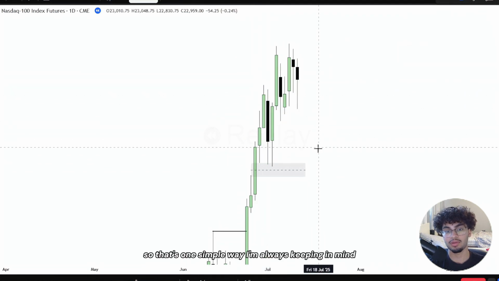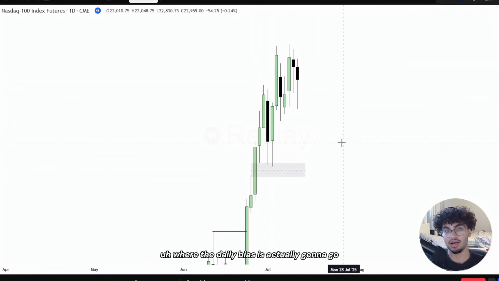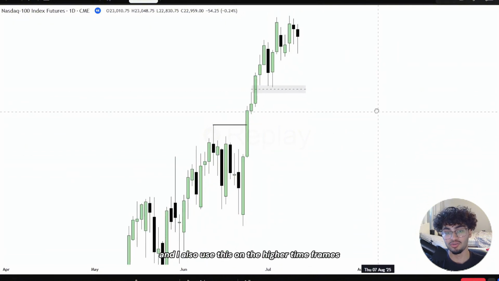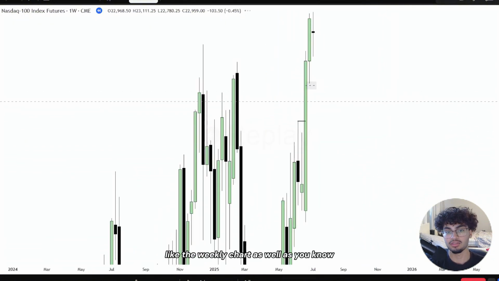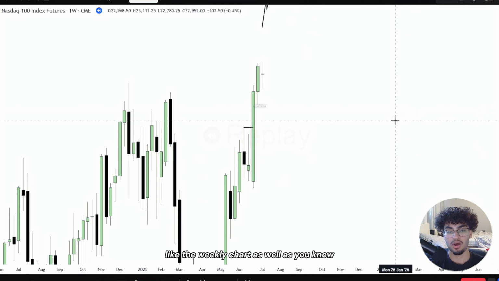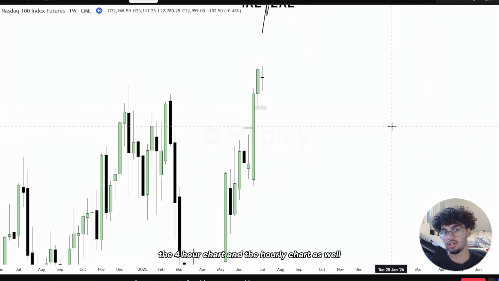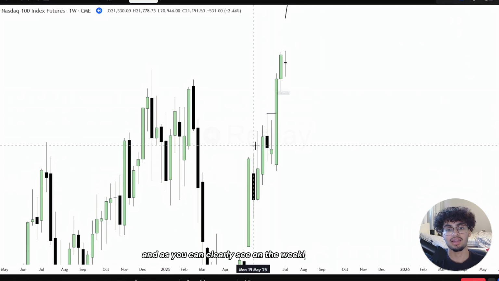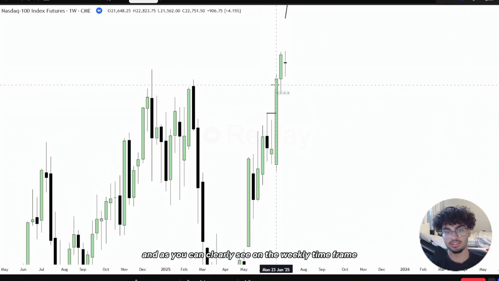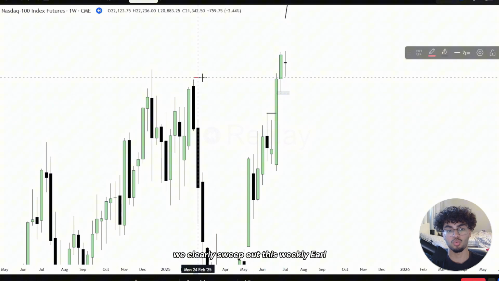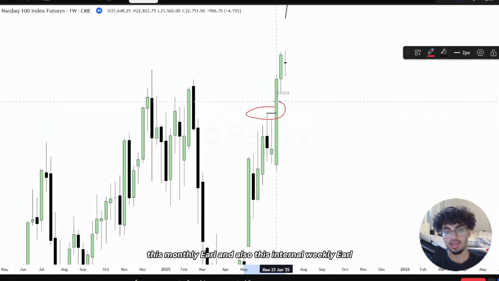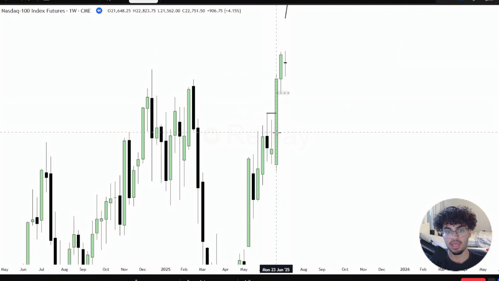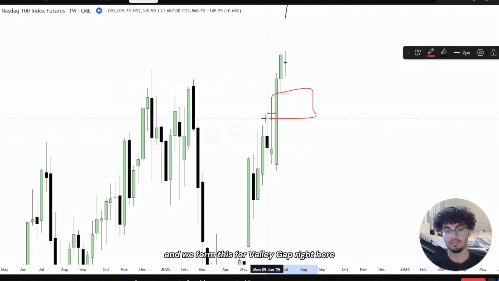I'm always keeping in mind where the daily bias is actually going to go. And I also use this on the higher time frames, like the weekly chart, as well as the 4-hour chart and the hourly chart as well. But I like to use it on the daily bias. And as you can clearly see on the weekly time frame, we clearly sweep out this weekly ERL, this monthly ERL, and also this internal weekly ERL, and we form this fair value gap right here.